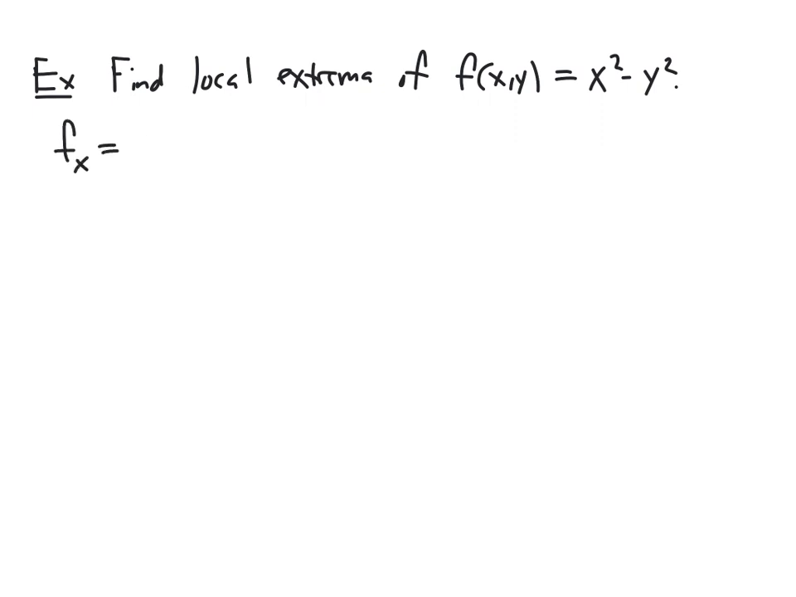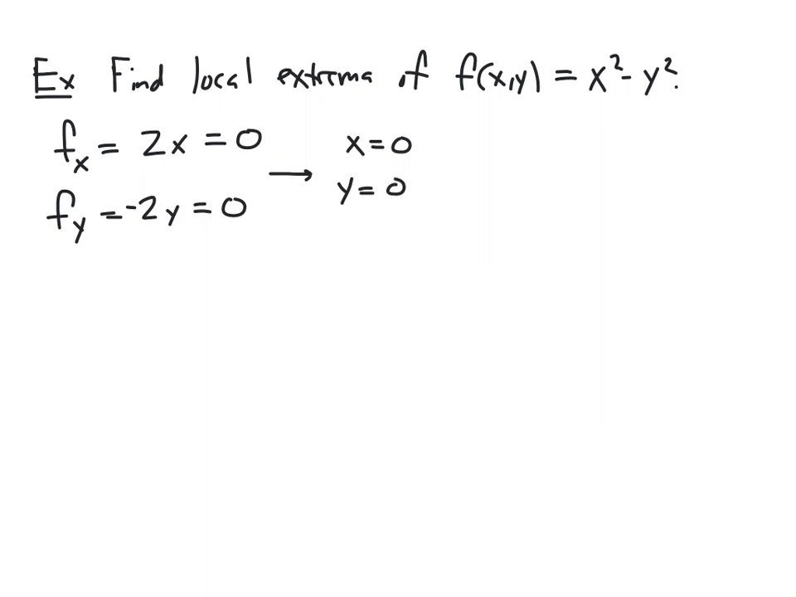In this case, f sub x is going to be 2x, and f sub y is going to be negative 2y. We look at those, and it's very clear that these are always going to be defined, so we have no issues where these will be undefined. And so we need to know when each of these is equal to 0. This is actually easier than the previous one. These will be 0 only when x and y are 0, and so we only have one critical point, and that is at the origin, 0, 0.